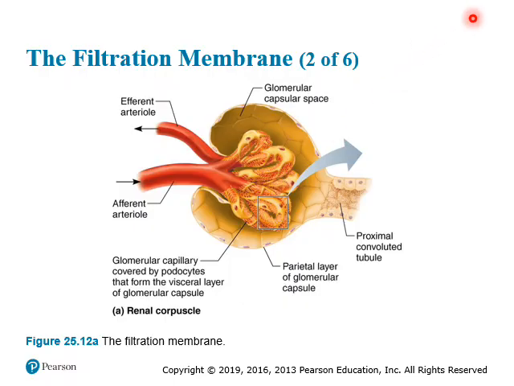So the filtration membrane, there's no reabsorption into the capillary, but the filtration membrane is made up of a porous membrane between the blood and the interior of the glomerular capsule and allows water and solutes smaller than plasma proteins to pass through. And let me give you a little bit more of that filtration membrane.